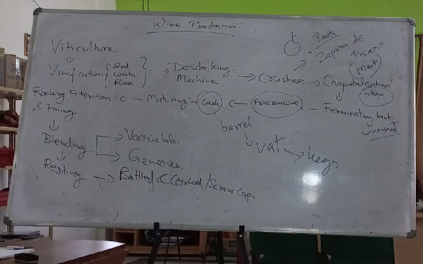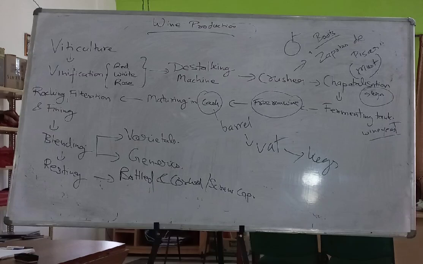After racking, filtering and fining, the next thing is blending. Why do you blend it? Because you need to standardize the product. Different wineries are there. You will get all the fermented juice. You will standardize the product and it will be blended. Now blending can be of two varieties. One is called varietal wine. Another is known as generic wine.